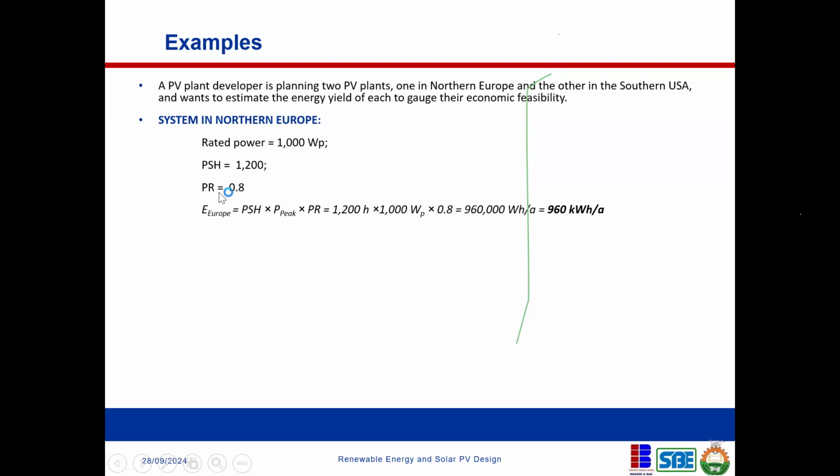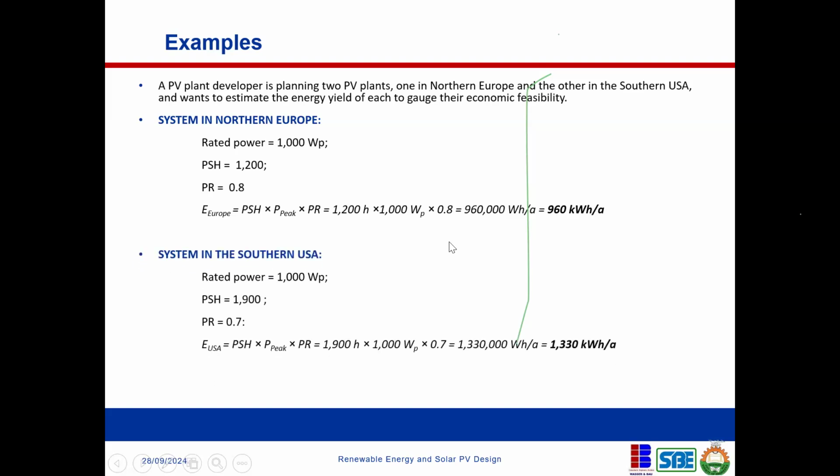Now, if you want to calculate the energy, because remember I said that the energy yield is actually what you're going to sell to make money, the energy yield has to be the peak sun hour times the peak installation times the performance ratio, which is what we are already given: 1,200 hours times 1,000 watt peak times 0.8. If you calculate that, you're going to get 960,000 watt hour per annum or 960 kilowatt hour per annum.